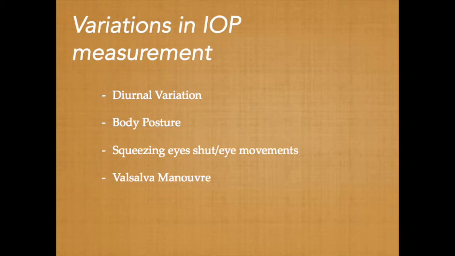Other factors that can have an influence on an IOP measurement, aside from diurnal variation, include body posture, where it has been found that patients who are lying down show a 1 to 2 mmHg increase in IOP, if not more. Squeezing the eyes shut or extreme eye movements can be shown to increase IOP in the short term as well. The Valsalva maneuver is when a patient attempts a forceful exhalation of air against a closed airway, usually performed to unblock ears by pinching the nose and closing the mouth while attempting to exhale forcefully.